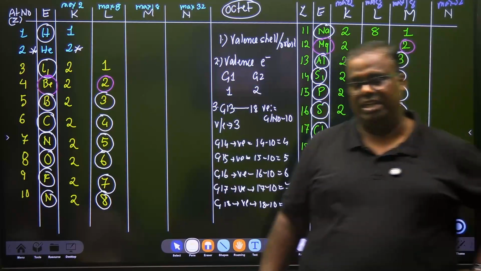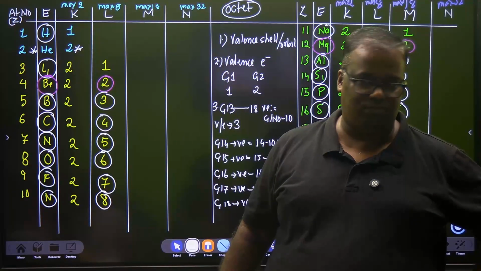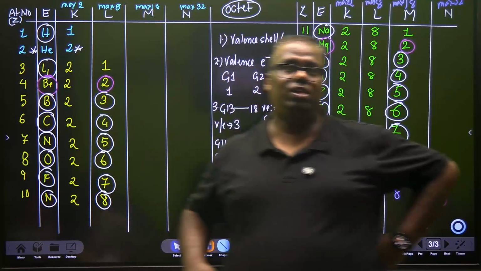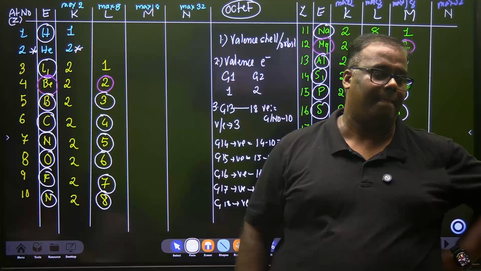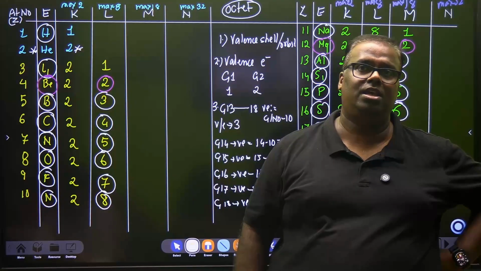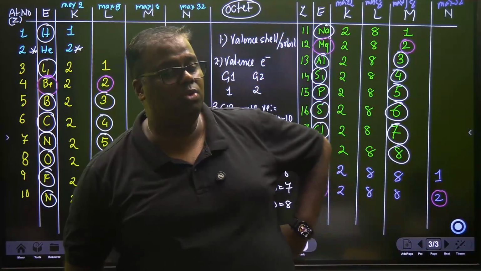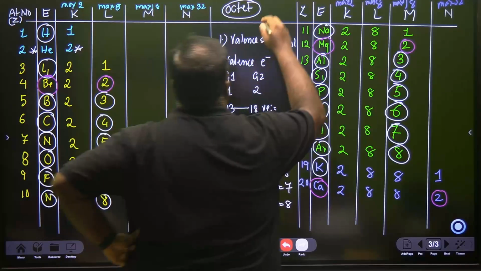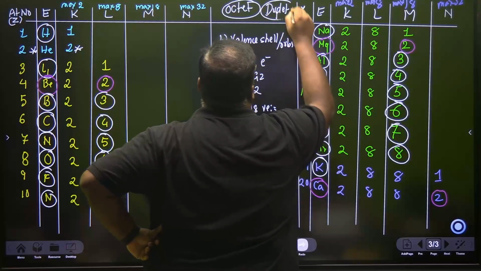However, if the valence shell is the first shell itself, write in bracket, that is K, it can have maximum of 2 electrons. And in bracket write for this criteria: duplet. This is called a duplet.